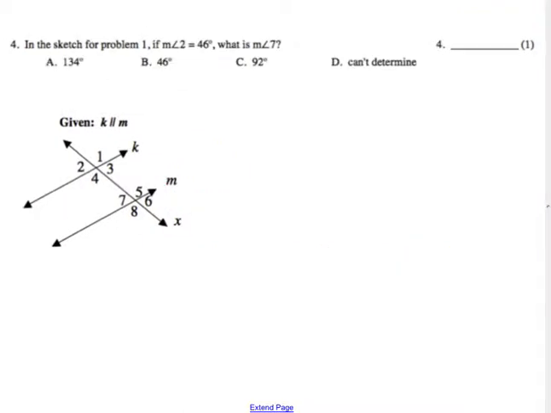Taking a look at number 4, it says that the measure of angle 2 is 46 degrees. What is the measure of angle 7? I notice that angle 2 and angle 7 are corresponding angles, which means they have the same measure. So if 2 is 46, then 7 is also 46. So the answer to number 4 is B.